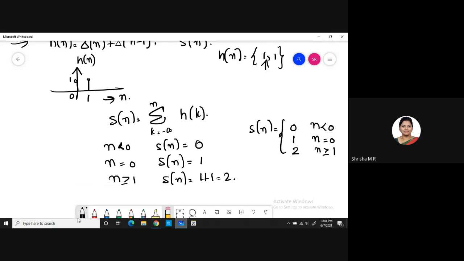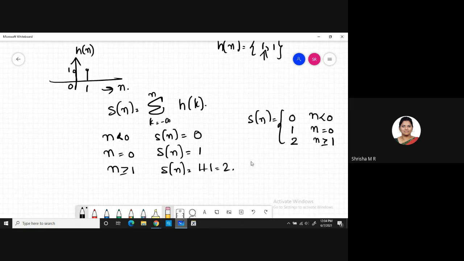So our h of n is existing only for these two values, 0 and 1. So for n less than 0, it is 0. Summation of impulse it is, right? So n is equal to 0, you have only one impulse, that amplitude is 1. For n greater than or equal to 1, you have impulses at 0 and 1 also. So 1 plus 1, it is 2. Got it, everyone? Clear?